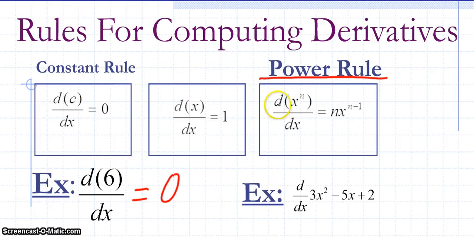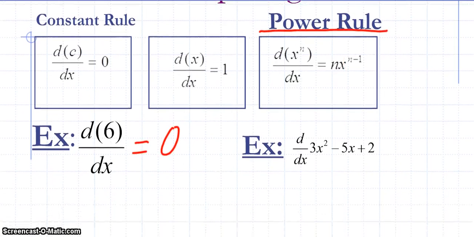Now here, power rule. What does this say? The derivative with respect to x of x to the n is n times x to the n minus 1. So what does that mean?